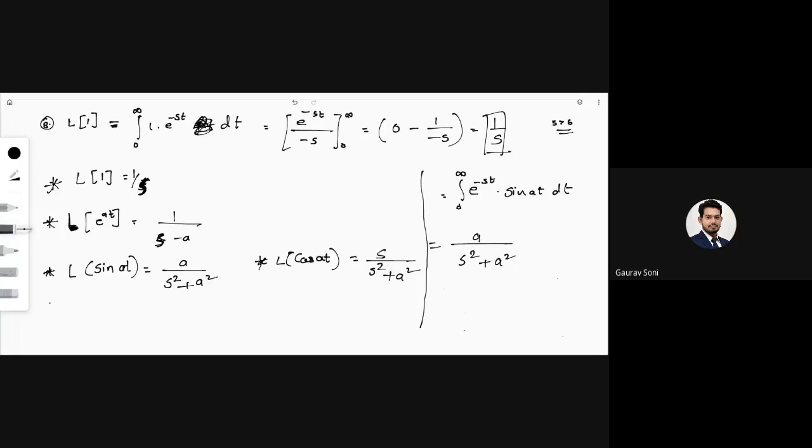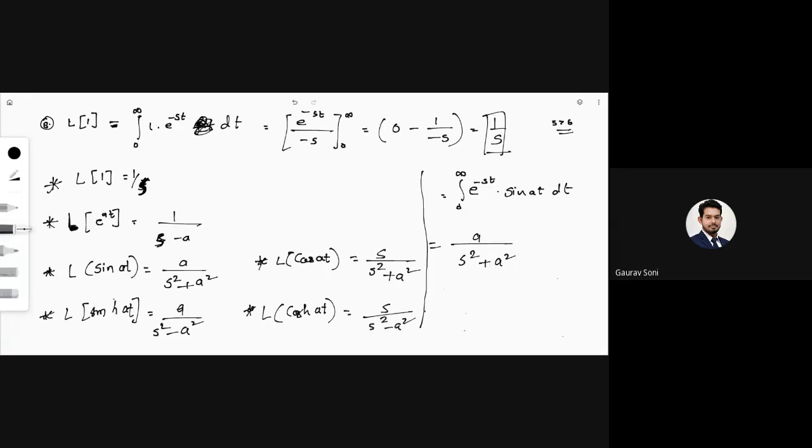Next, Laplace of t raised to n. Oh, sorry, not t raised to n. Let's do the hyperbolic first. Laplace of sine h of at is a upon s square minus a square. The Laplace of cos h of at is equal to s upon s square minus a square.